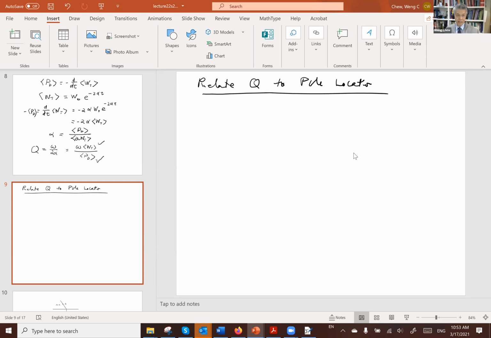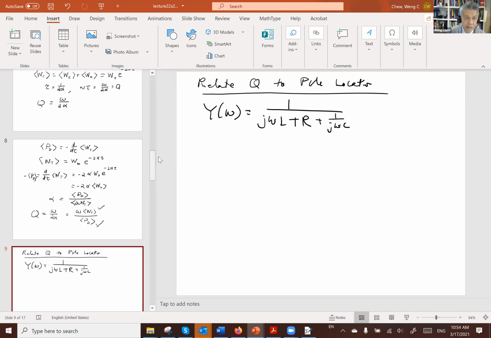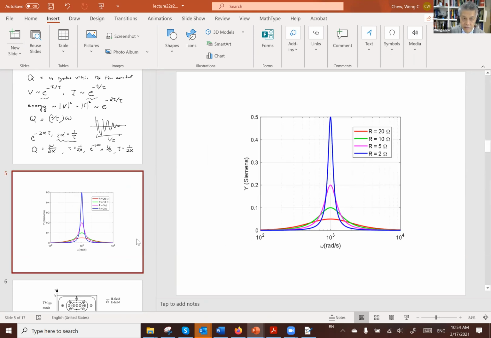So if you have a transfer function Y of omega that looks something like what we have previously derived, which is the transfer function for an LC tank circuit. The transfer function would be something that looks like this. If you were to plot this transfer function, it will look something like this: the transfer function would have a peak right at the resonant frequencies.